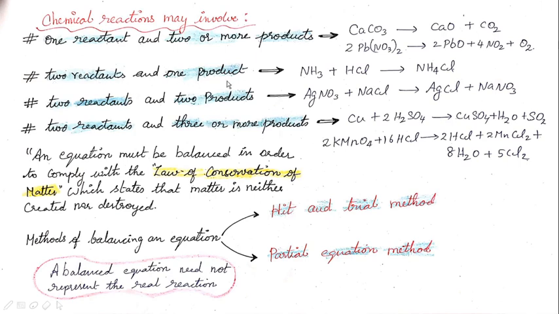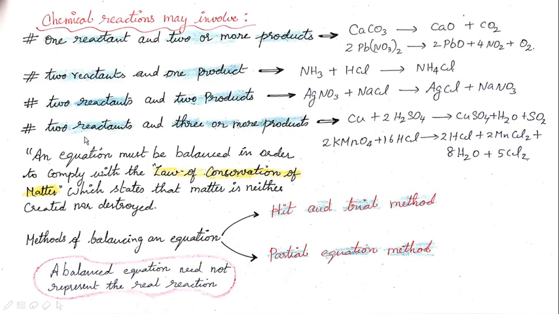Two reactants and one product. On the reactant side we have two, that is ammonia and hydrogen chloride, and we have only one product, that is ammonium chloride. The next one is two reactants and two products. Here is the example: silver nitrate AgNO3 plus sodium chloride react to form silver chloride plus sodium nitrate. On the left hand side we have two reactants and on the right hand side we have two products.